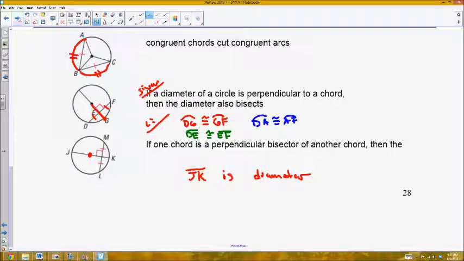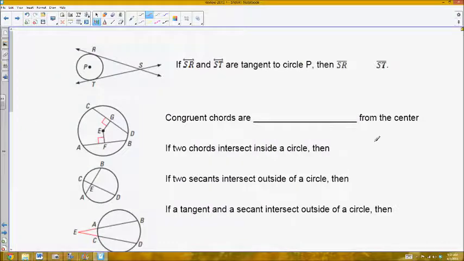Okay, last bit of theorems. If SR and ST are tangent to a circle, then this gives me statements related to lengths. My pen does not seem to be working. There we go. If RS and TS are tangents, then the segment RS is going to be congruent to TS, so tangents have equal lengths.